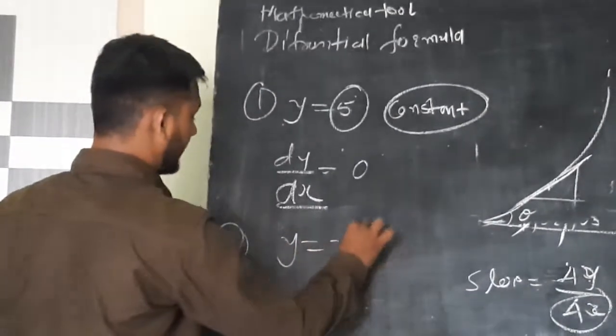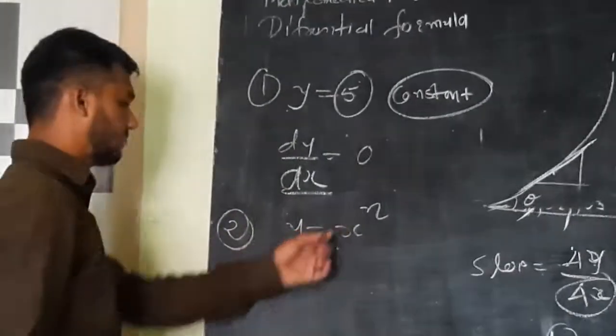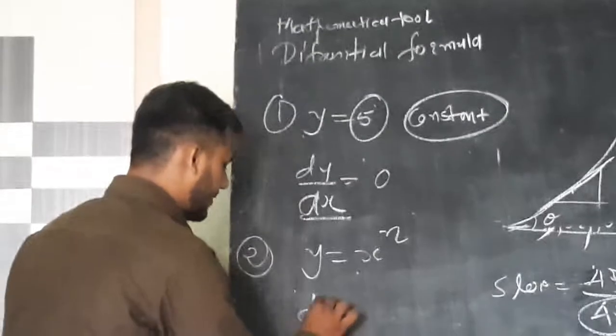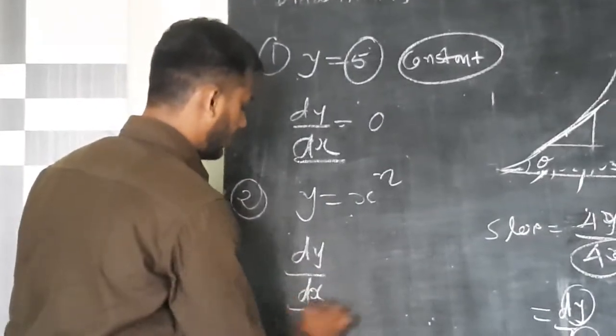y is equal to x raised to n. So see, this is the second formula of that. So y is equal to x raised to n, and we need to determine dy by dx.